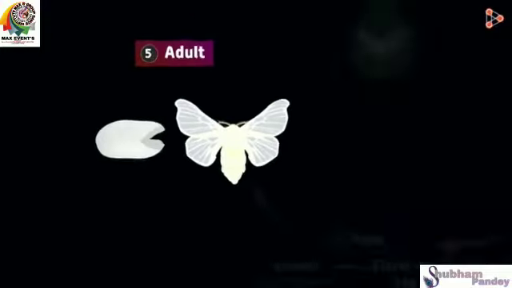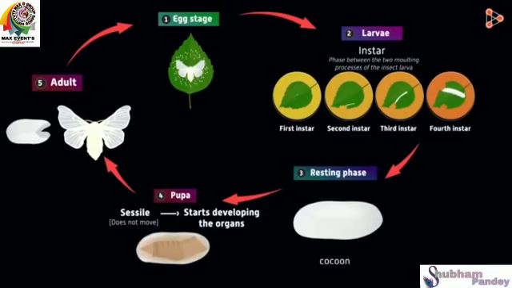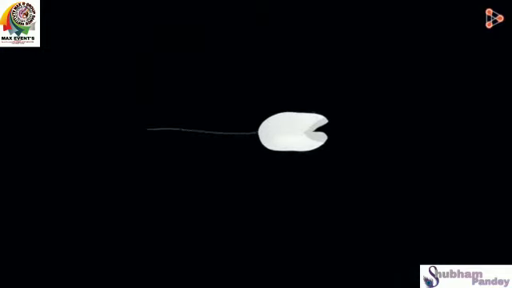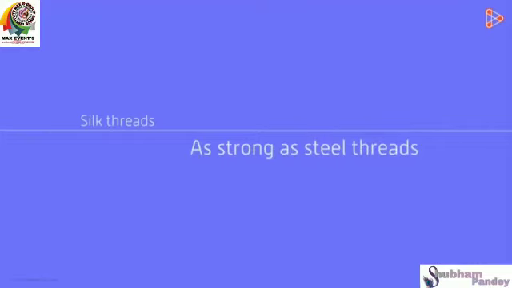So now, can you tell me how silk is obtained from these animals? The cocoon is the main source of silk thread. Once the pupa has developed into an adult and flies away, leaving the cocoon behind, the cocoon can be collected and the threads are obtained. The threads in the cocoon are extremely strong. They are surprisingly as strong as steel threads. The processing of these threads further gives us silk fibers.